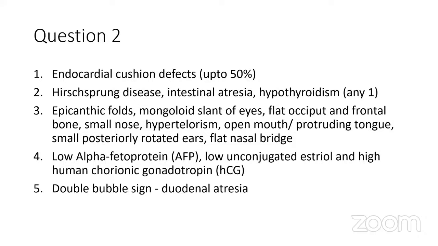The common facial abnormalities that are seen with Down syndrome include epicanthic folds, mongoloid slant of the eyes, flattening of the occiput, and small frontal bone, small nasal bone, as well as hypertelorism, which is the widening of the area between the two eyes, opening of the mouth, and protuberant tongue, in association with small posteriorly rotated ears.